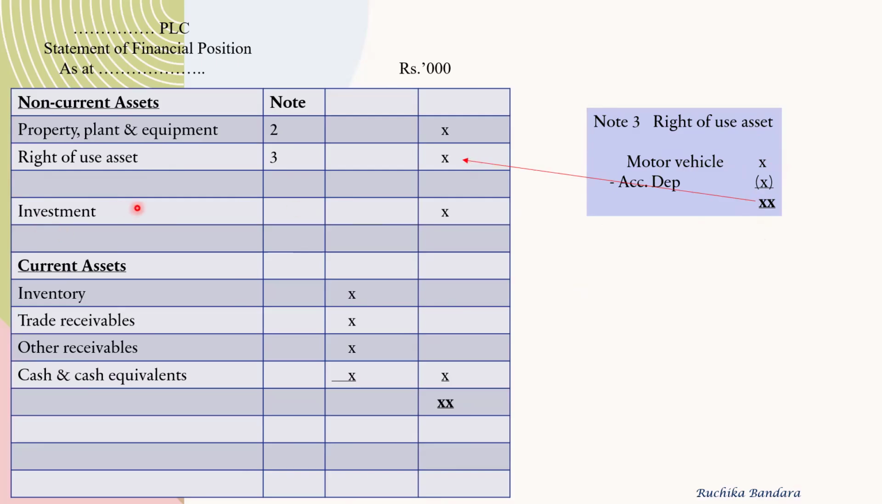Then there can be investment. Sometimes they are not giving investment. So you are putting it into the last column. Under current assets, you write only these four entries in the format. Inventory, which is the closing inventory. Trade receivables, that is trade debtors, but don't write the word debtors. Here we use formal terms. Trade receivables, other receivables, and cash equivalents. So these are the entries that you can get in your format.